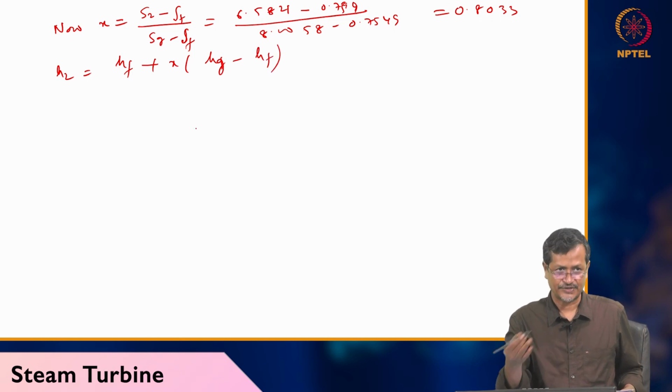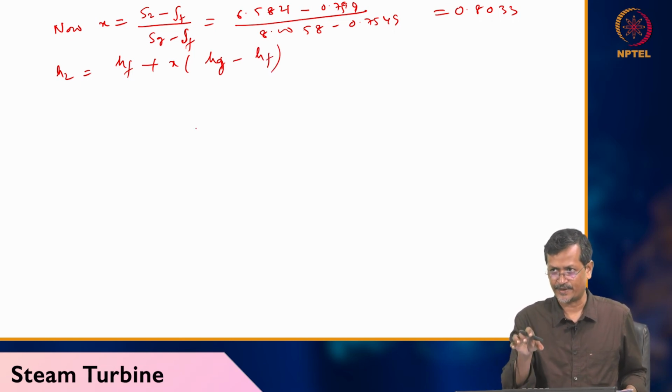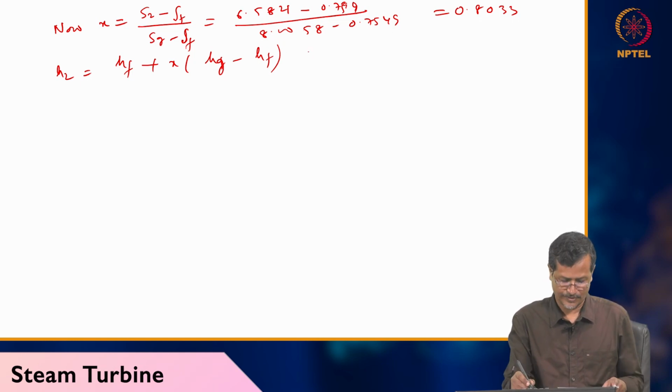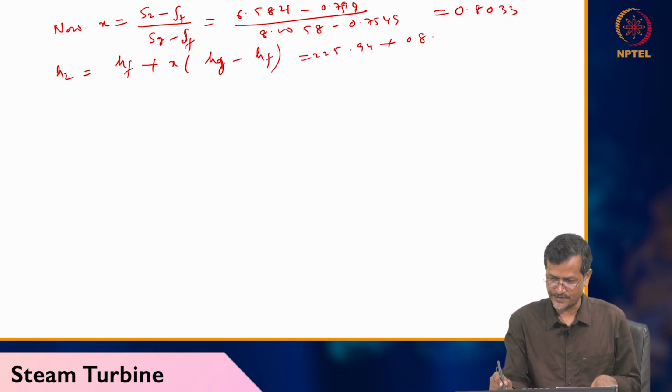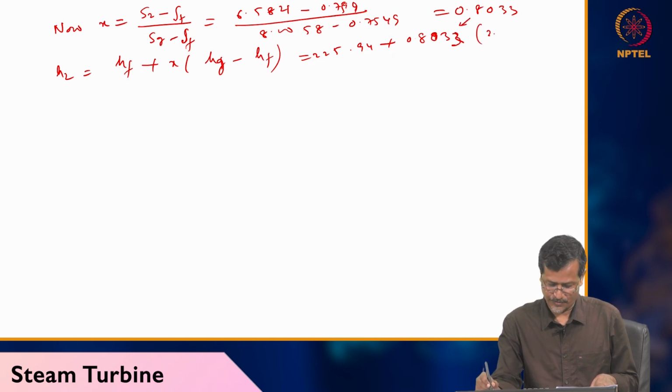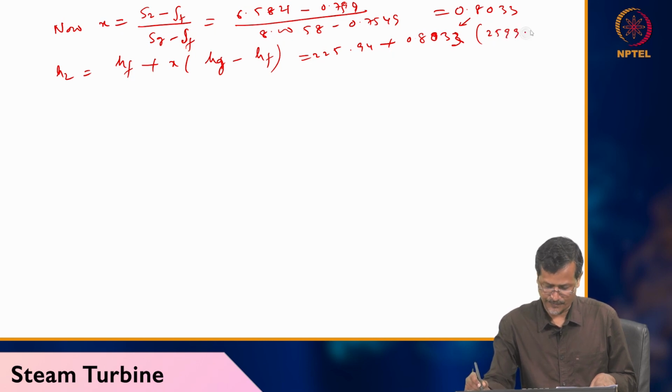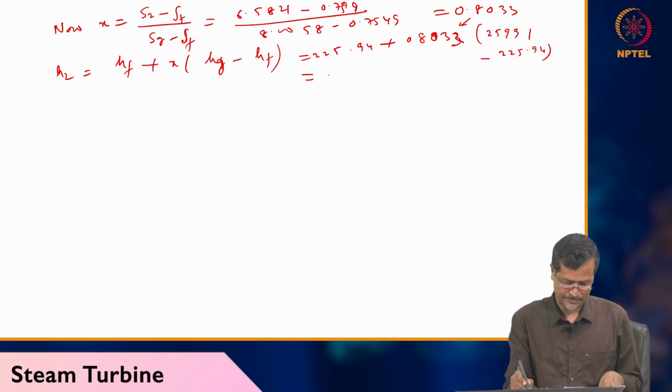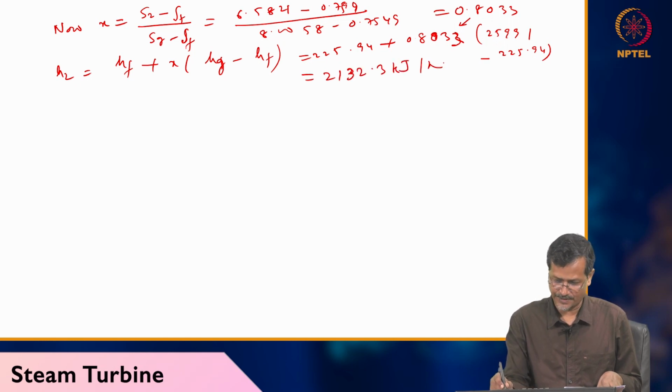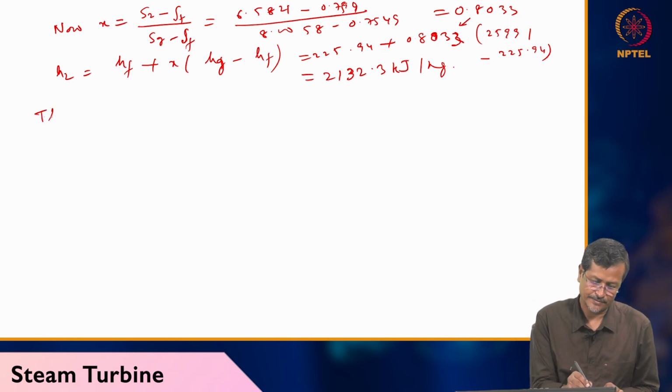A phase change is occurring, so that's why Hg minus Hf is coming. Hg will have more energy because the phase change occurred. Hf means the fluid will have less energy. So the H2 value will be 225.94 plus 0.8033 times 2599.1 minus 225.94. This value comes to 2132.3 kJ per kg.